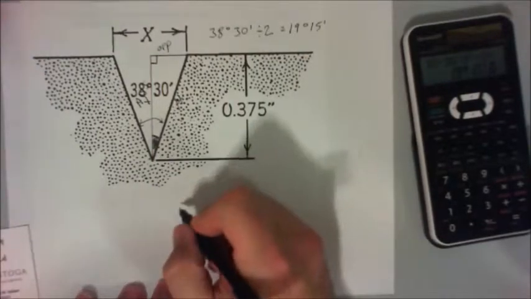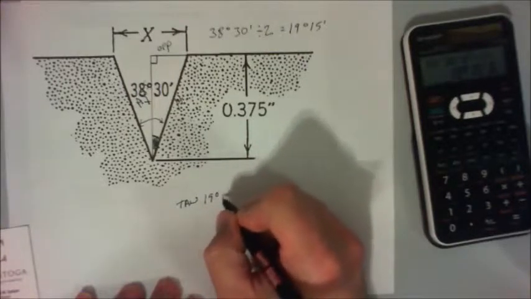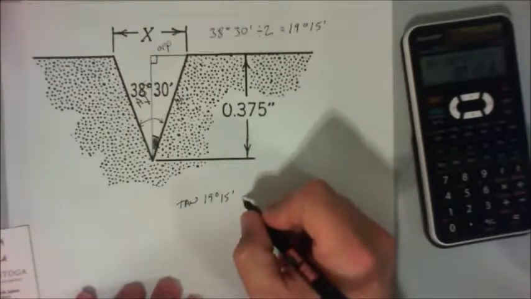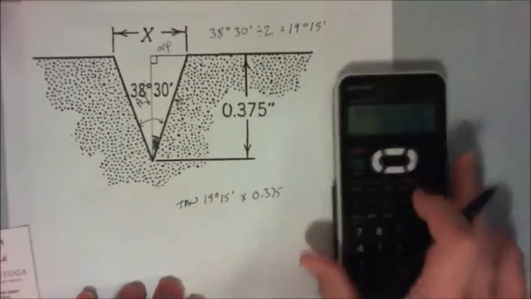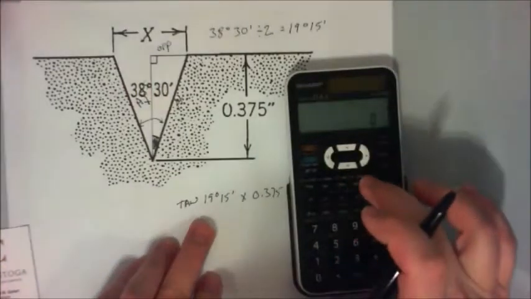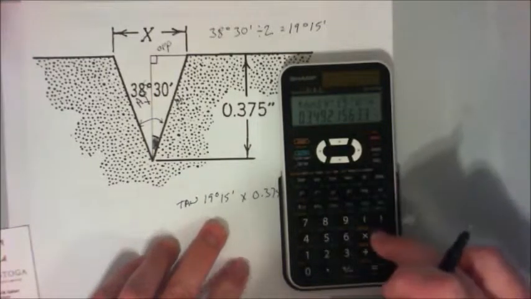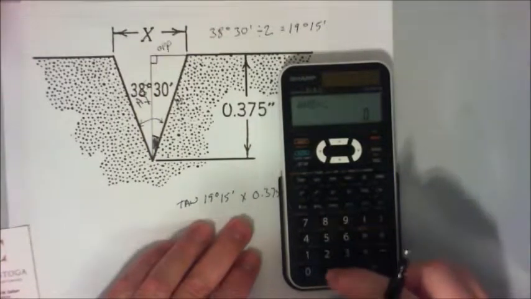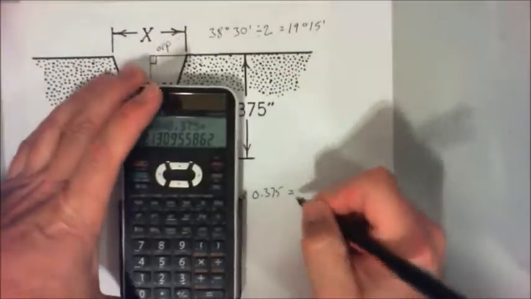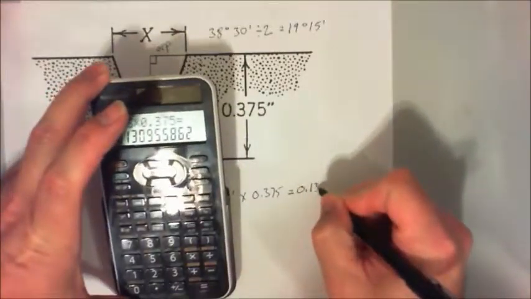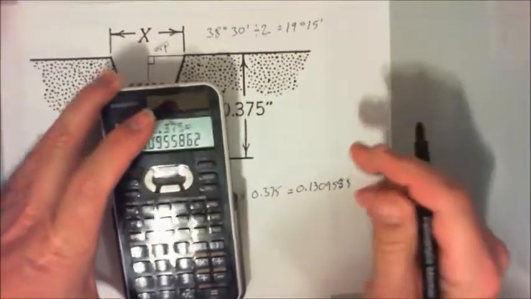So I'm going to go tan 19 degrees 15 minutes times 0.375. Tan 19 DMS 15 equals times 0.375 equals 0.130952, or sorry, 5 something.